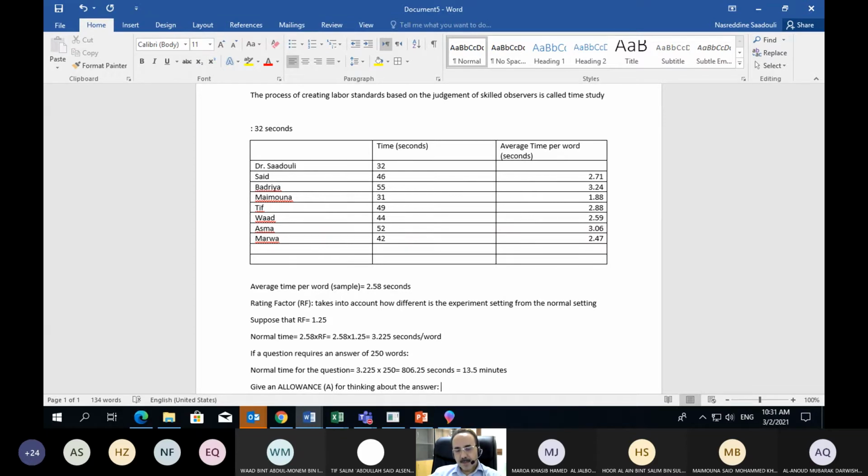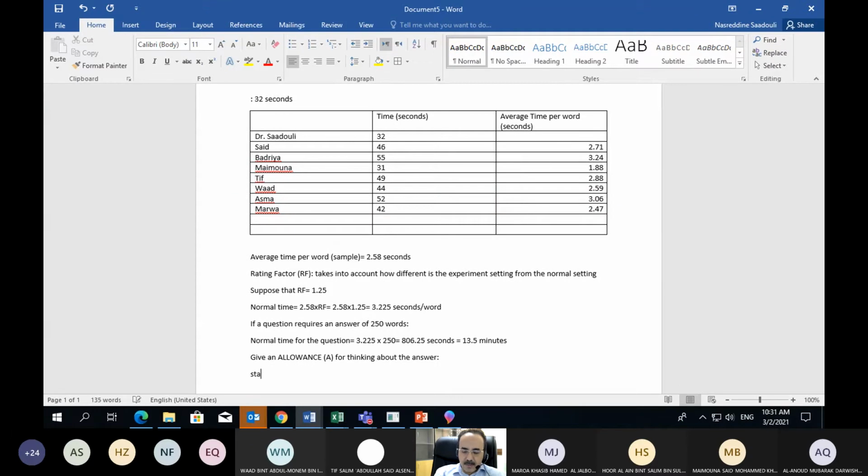All right, and this is the importance of taking these things into account. And in order to calculate, therefore, the standard time, it will be the normal time for the question, and we multiply it by, for instance, if on average we think that the student requires 50% of the time to think about the answer.